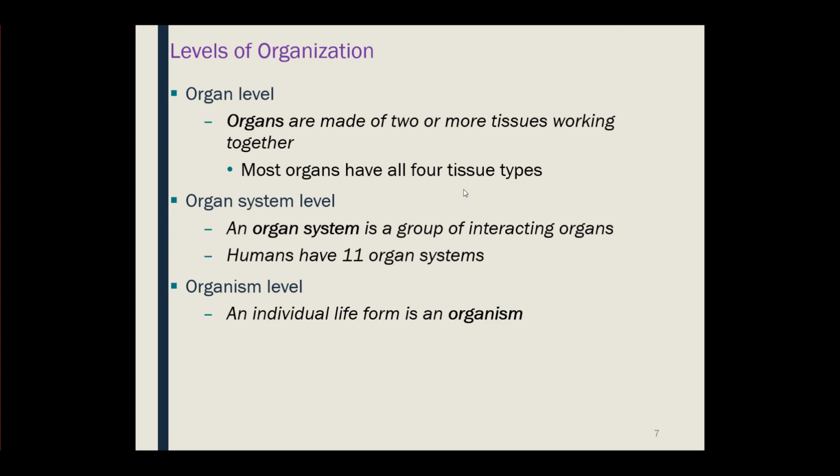Now, when you take all 11 organ systems and they're healthy and working fine, they're going to form the highest level of organization, which is basically us, right? We call this the organism. This is an individual life form. Since we're studying human anatomy and physiology, it would be us. If you were studying animals, like zoology, then it would be whatever animals you're looking at. But we're going to keep it to human anatomy and physiology.